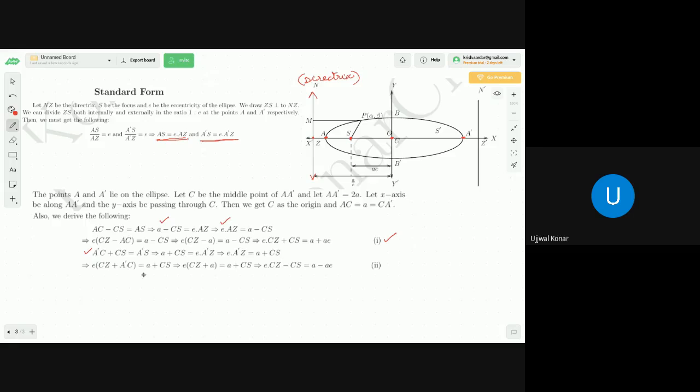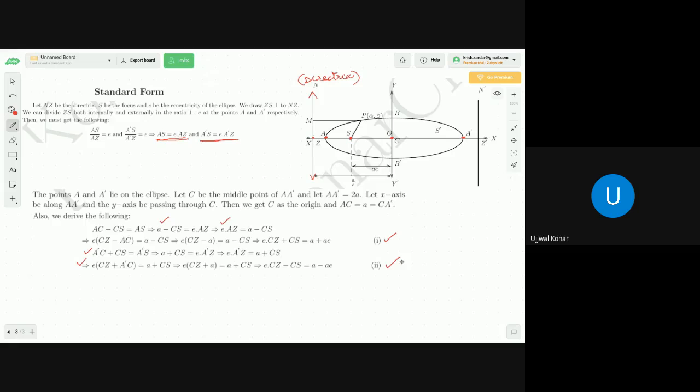So what we get? Now what is A dash Z? A dash Z is nothing but CZ plus A dash C. If you look into that, A dash Z is nothing but CZ plus A dash C, and E into A dash Z is equal to A plus CS, which I wrote here. So eventually what we get is E into (CZ plus A) is equal to A plus CS, and we get E into CZ minus CS is equal to A minus AE.